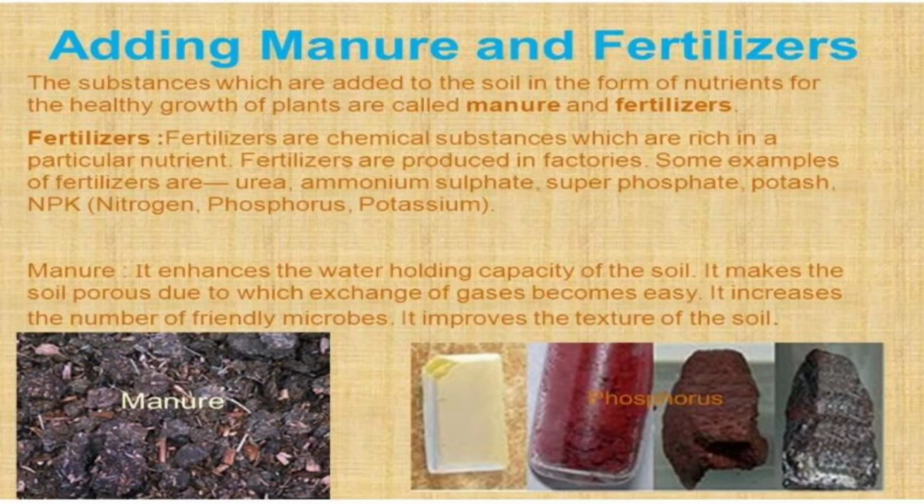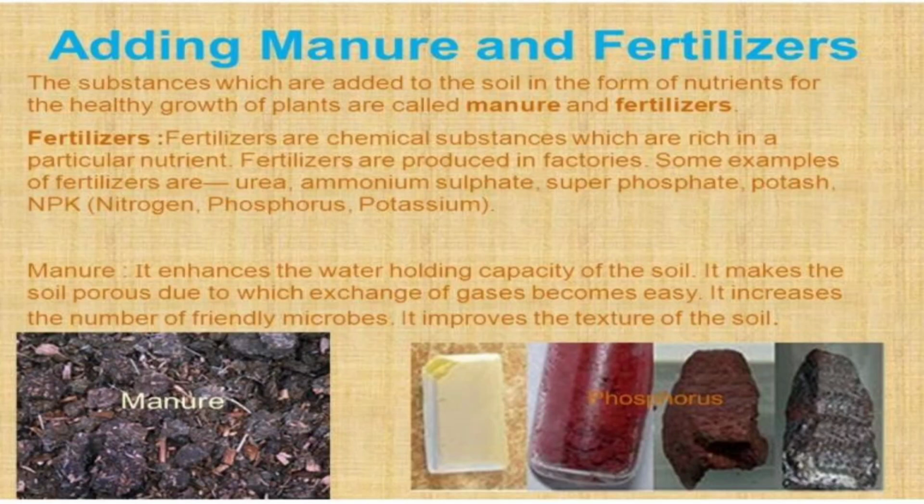Next we have adding manure and fertilizers. Manure is a substance which we get from nature, and fertilizers are those which are man-made. We will also learn the advantages and disadvantages of manure and fertilizers. Manure does not have any disadvantage, only fertilizers have disadvantages. Manure is the very best thing needed for the plant.